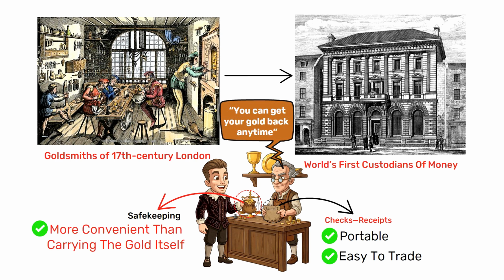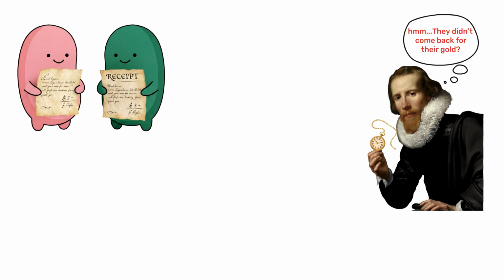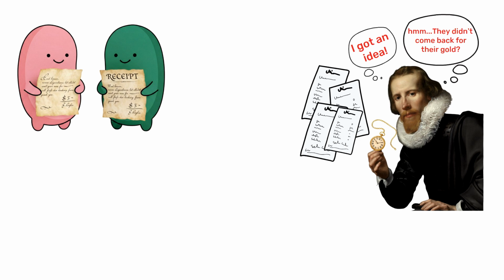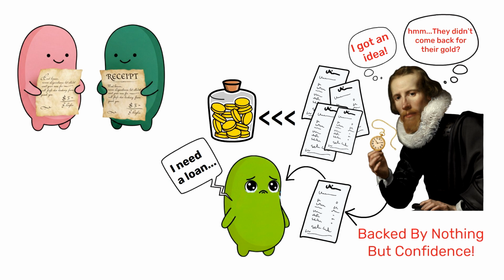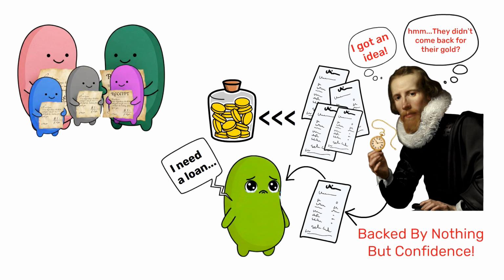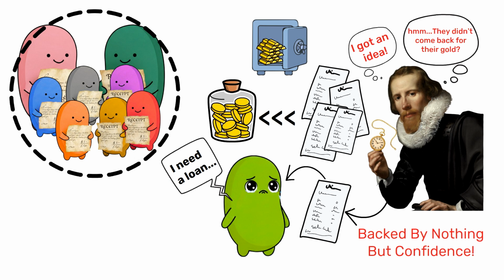And this is where the story takes its most important turn. Goldsmiths notice something strange. Almost nobody comes back for their gold. People just trade the paper around. So the goldsmiths do something clever and slightly sneaky. They start issuing more paper notes than the amount of gold they actually hold. When a merchant asks for a loan, the goldsmith simply writes a new note, backed by nothing but confidence, and hands it over. That single act increases the total amount of money in circulation without adding a single new coin. The gold stays in the vault, the new note floats around town as if it's backed by something real.